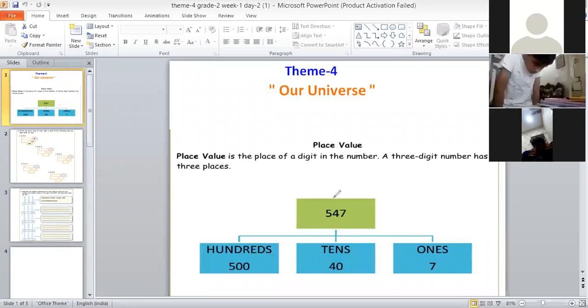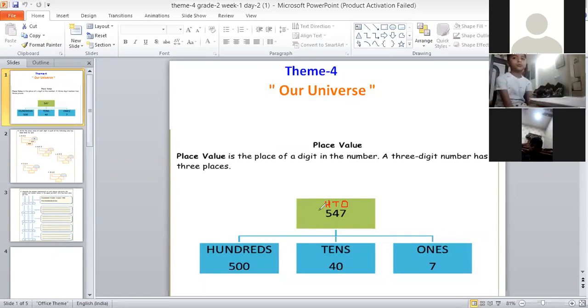Okay, so here we are dealing with a 3-digit number. We have to see what is the place of a particular digit in a number. Like we have here the number 547, right? The 7 is in ones place, the 4 is in tens place, and the 5 is in hundreds place, right? So we know that 5 is in hundreds place, 4 is in tens place, and 7 is in ones place.